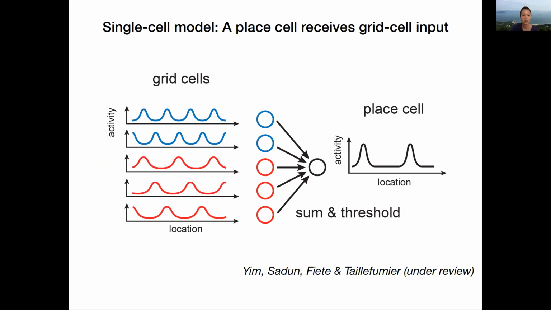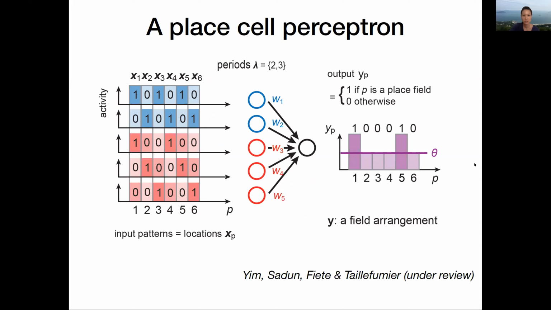We start with a single place cell model in a one-dimensional space, receiving some spatially periodic input from grid cells. The input is summed and thresholded, and we define place fields as the locations where the activity is above some threshold. To address the question more quantitatively, we consider the place cell as a perceptron, and the input is the location-specific grid cell activity pattern.